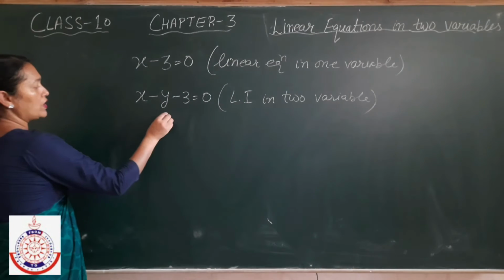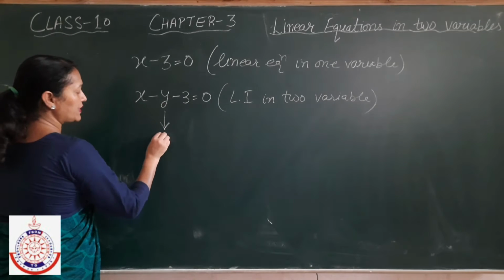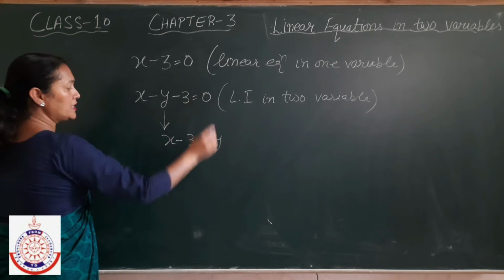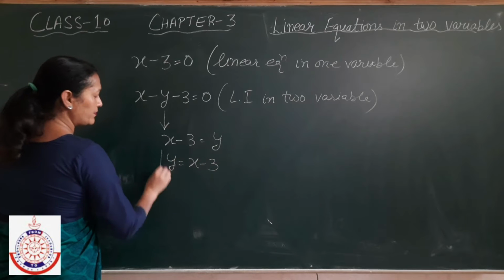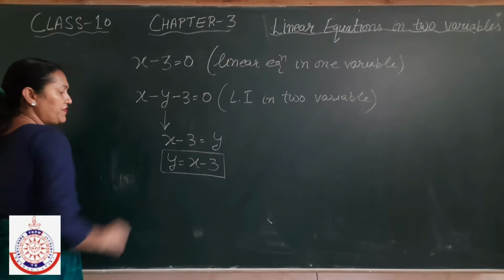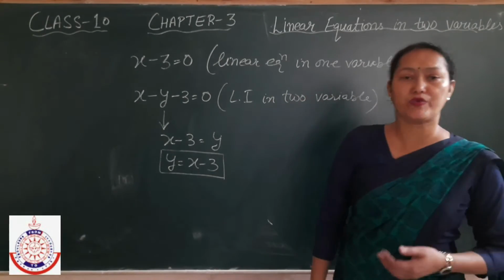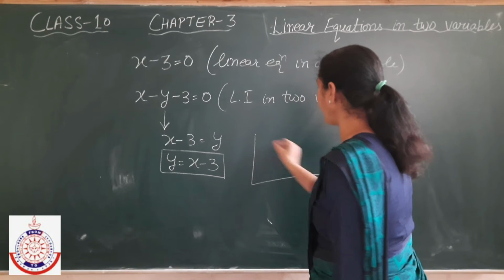If we have to draw a graph for this equation, we can simply shift one variable to the other side. Suppose y I am shifting to the other side. So equation is y equals to x minus 3. Now if I have to draw a graph for this equation, what we have learned in junior classes, that we start putting values of x.